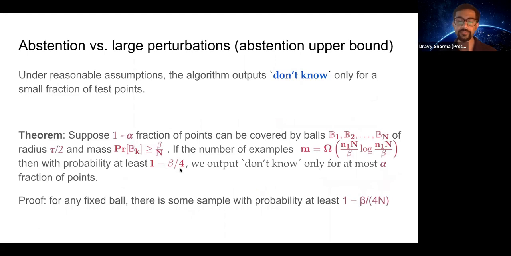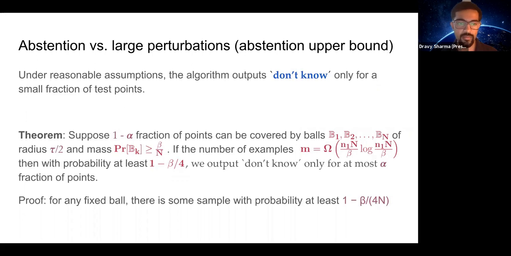Yeah, and so that was our goal 1. We also have goal 2, where we want to say that the amount of abstention that we do is not a lot, and that's on the natural data set, nothing to do with the adversary. Let's read the theorem together. Suppose there is a large fraction of points which can be covered by some balls. Think of the covering number of radius roughly the threshold that we're using, and a lower bound on the probability mass. Then with a number of examples which is roughly the order of the covering number over the probability, with high probability, we will output don't know, or abstain, only for a small fraction of points.